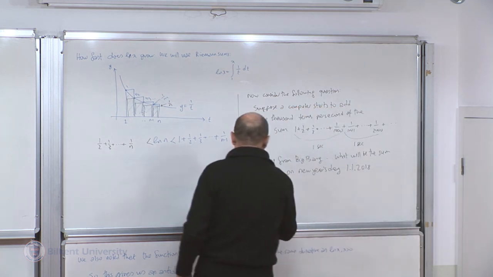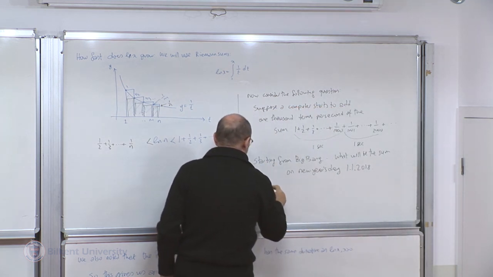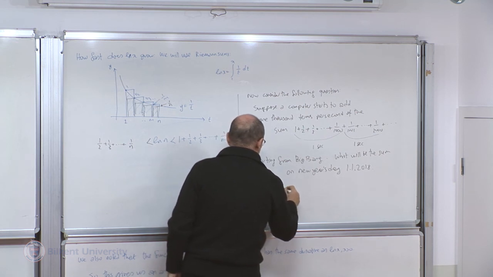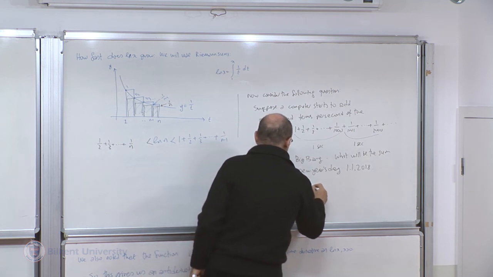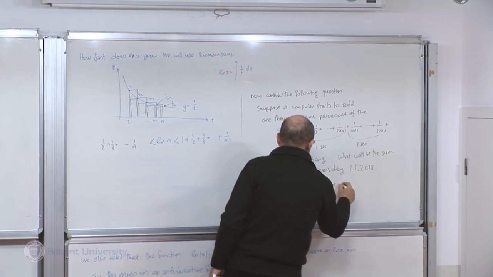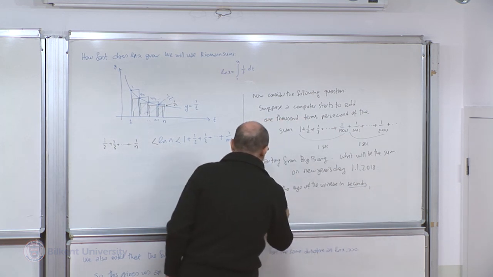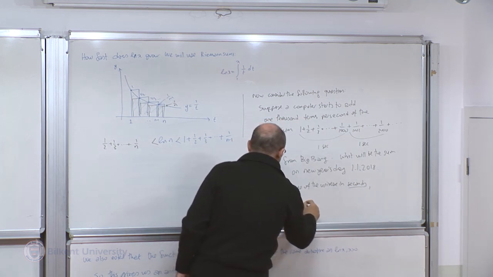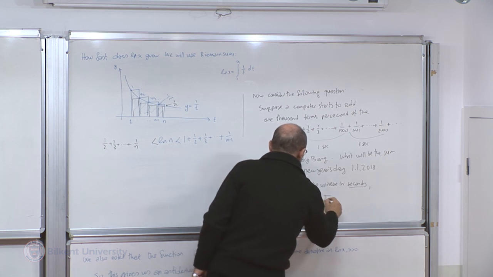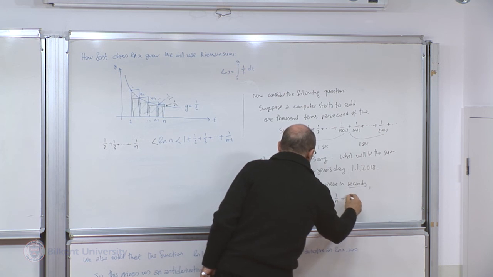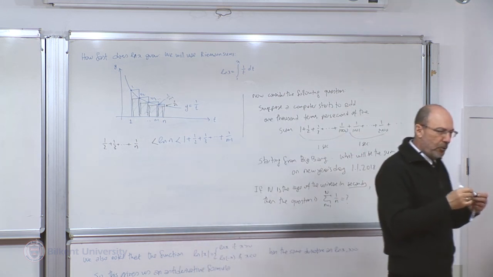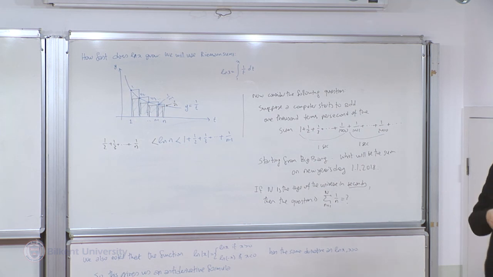So if N is the age of the universe in seconds, then the question is: summation n equals 1 to this big N of 1 over n equals what? Approximately, of course, because we can't exactly pinpoint the starting point within a second. So what are your guesses now?